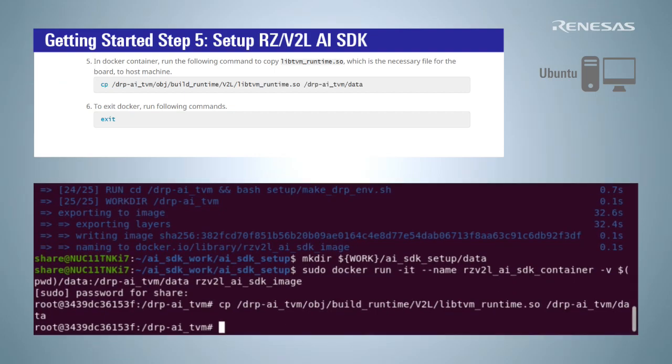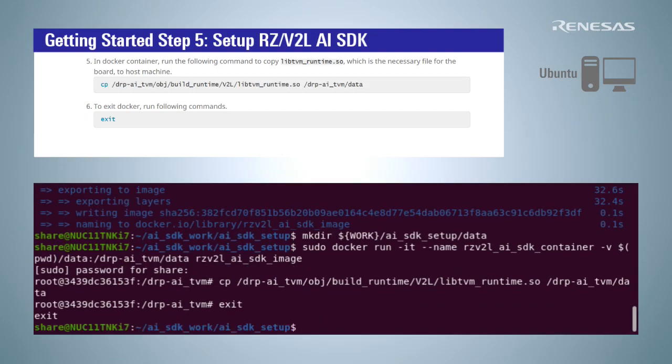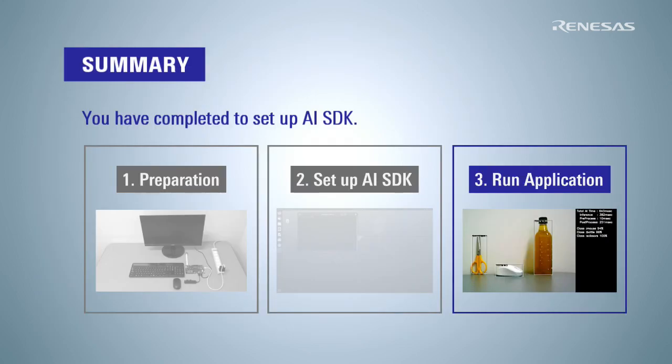AI SDK is installed in Docker container, which allows you to build the application. You can exit the Docker container by typing exit command. AI SDK setup is now completed. The next step is to run AI application.